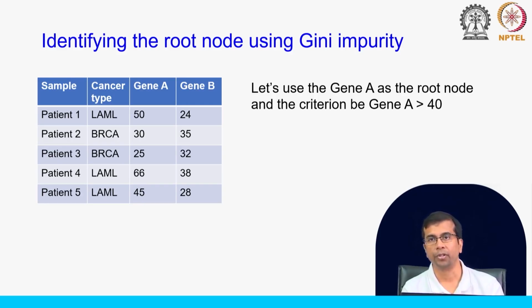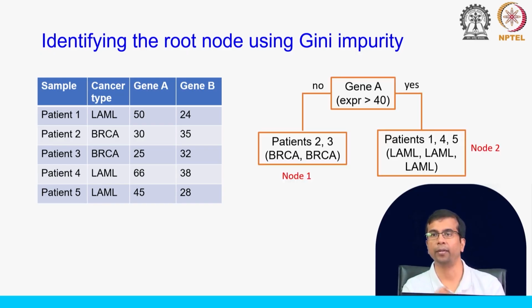Okay. So, for now let us assume that we know 40 is the criteria, but then we will see this number can vary and how do you identify that number. So, if we consider this criteria, gene A greater than 40, what will happen is we have gene A expression greater than 40, yes, no. So, we are taking decisions now.